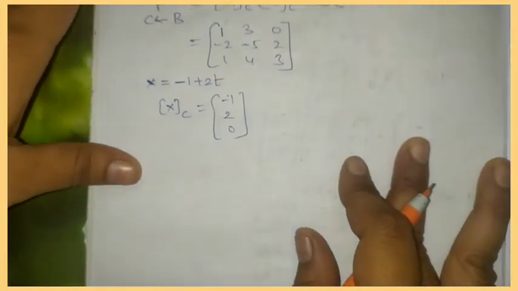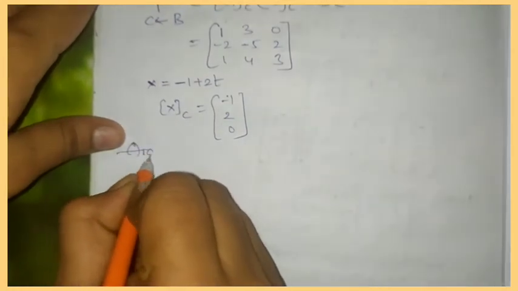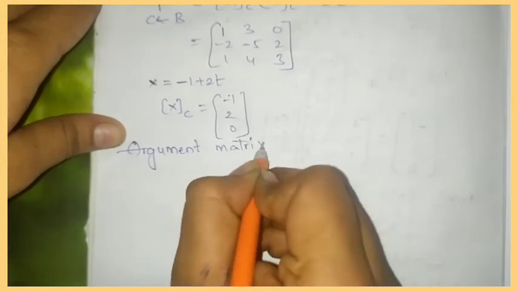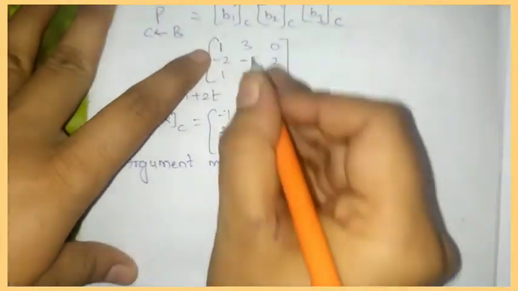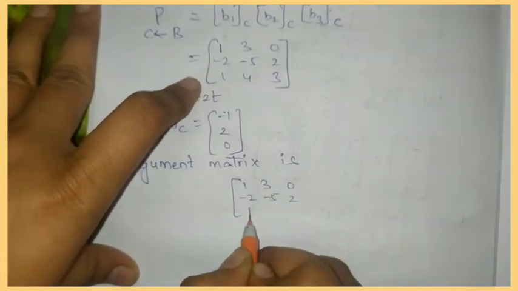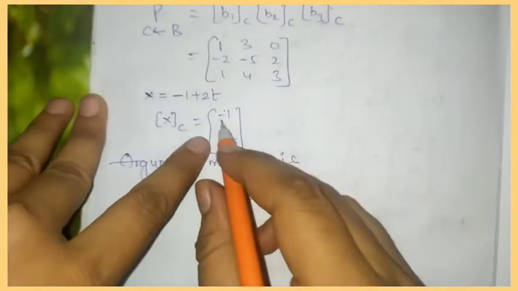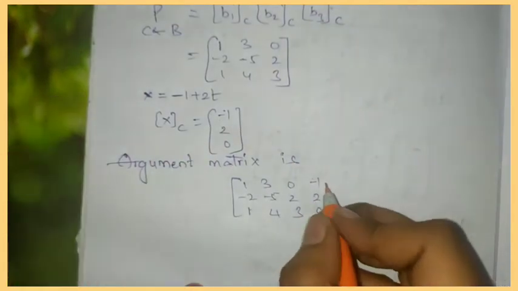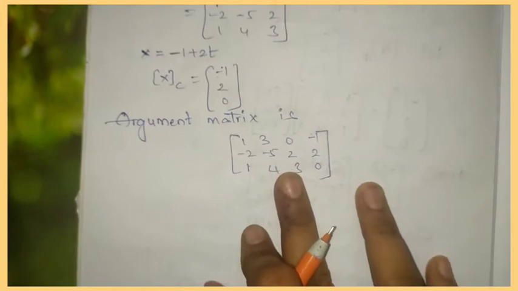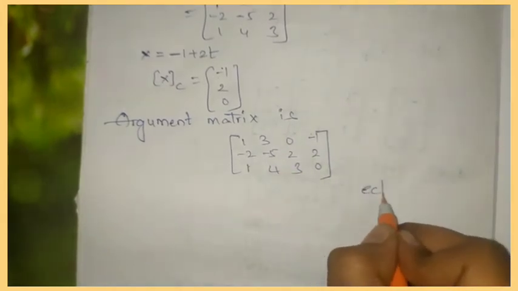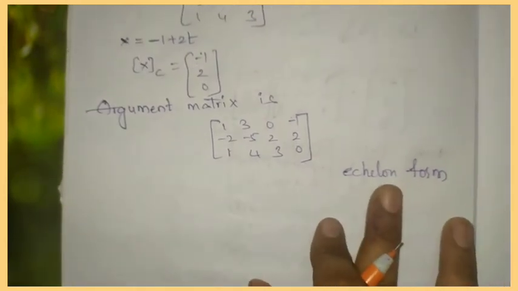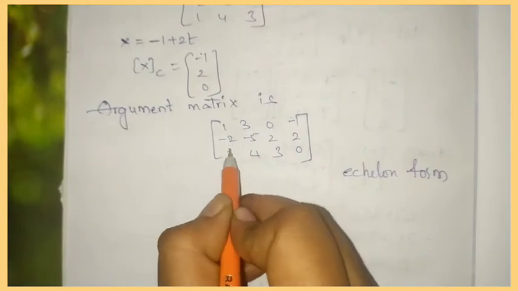Yes, now we will make the augmented matrix. Augmented matrix means we will write this here: 1 3 0 minus 2 minus 5 2 1 4 3. In the corner we will take these values. Okay, now we have to convert this matrix into echelon form. To convert to echelon form, these three places should be zeros.